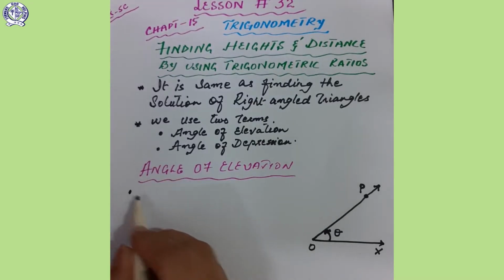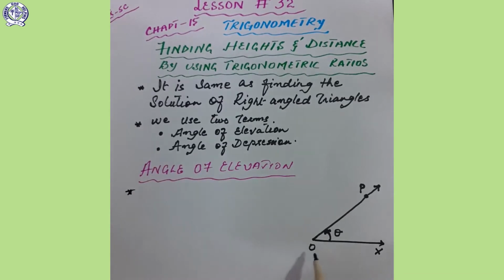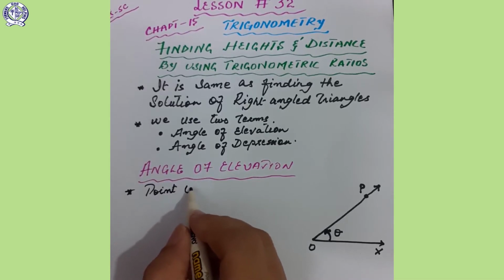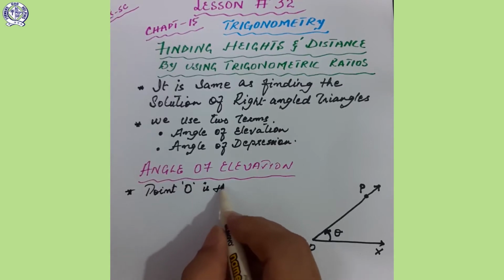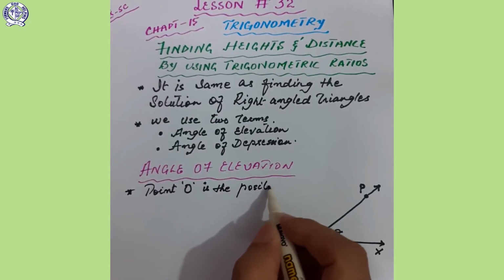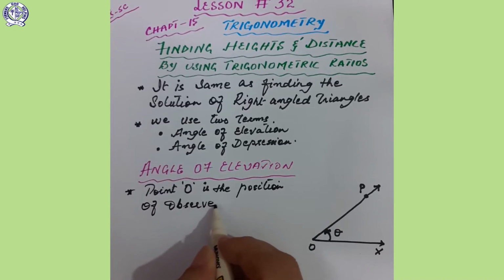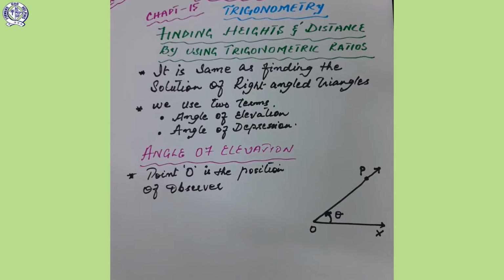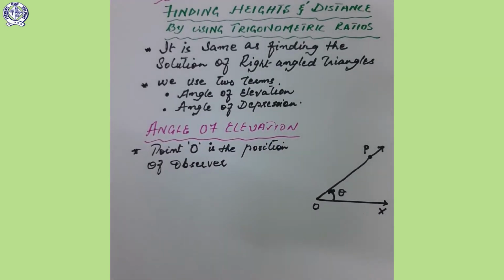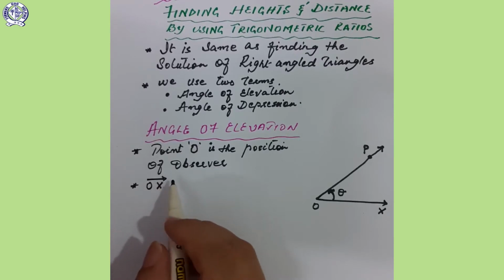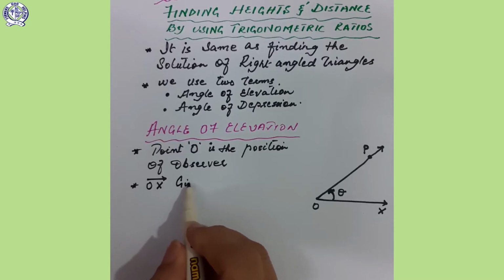This point O is actually the position of the observer. From here you are observing. If you know these points, you can easily draw the figure for whatever question is given, and find whatever they have asked. Now this line is the horizontal ray. This is the given level.